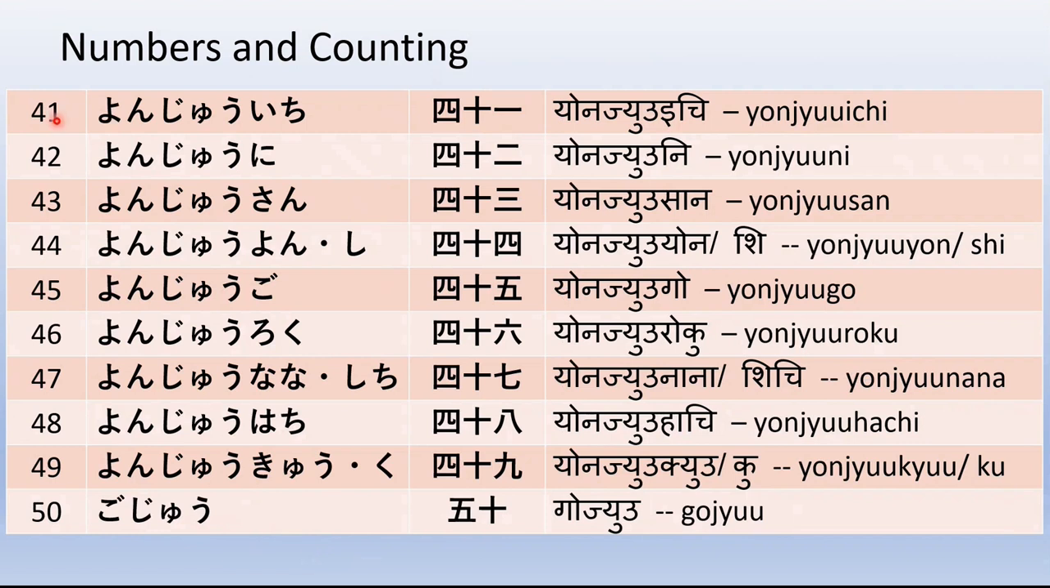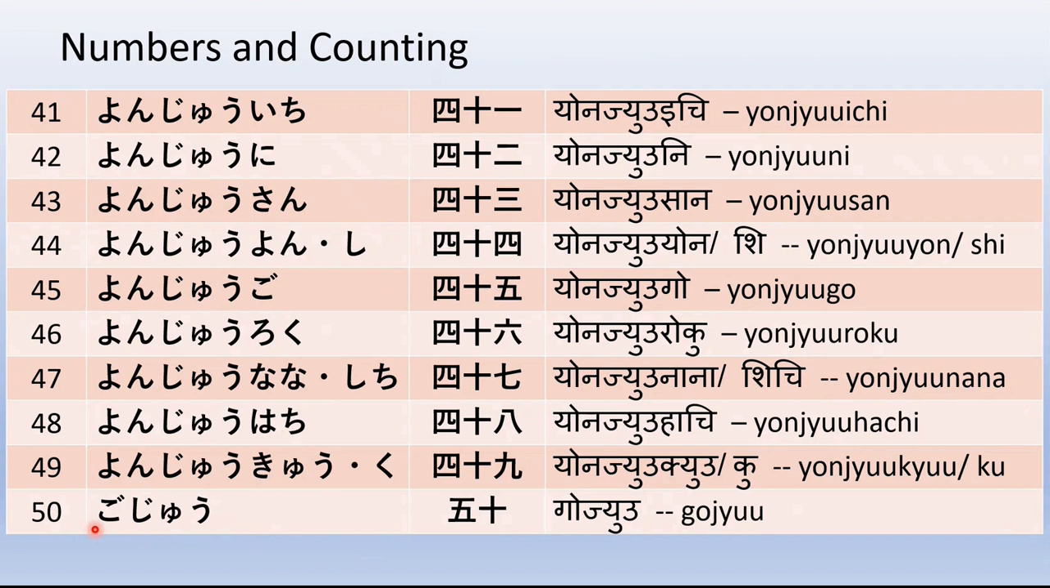Next is Yonjuichi, which is 4, 10, 1, 41. Yonju ni, 42. Yonju san, 43. Yonju yon, 44. Yonju go, 45. Yonju roku, 46. Yonju nana or Yonju shichi, 47. Yonju hachi, 48. Yonju Q, 49, and Goju is 50.